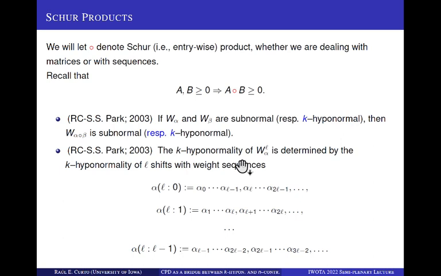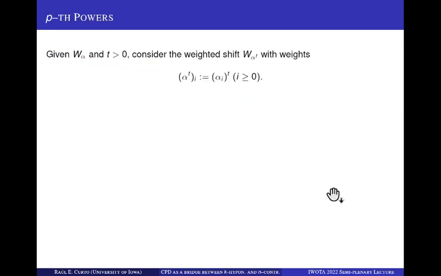And we also show that k-hyponormality of the powers, these are the regular powers of the operator W alpha, not the Schur powers, is determined by the k-hyponormality of L shifts, L shifts that carry as weight packets of length L, starting with alpha 0, alpha 1, up to alpha L minus 1, and so forth. Okay, so this is how you detect the k-hyponormality and the subnormality of the powers of a weighted shift.